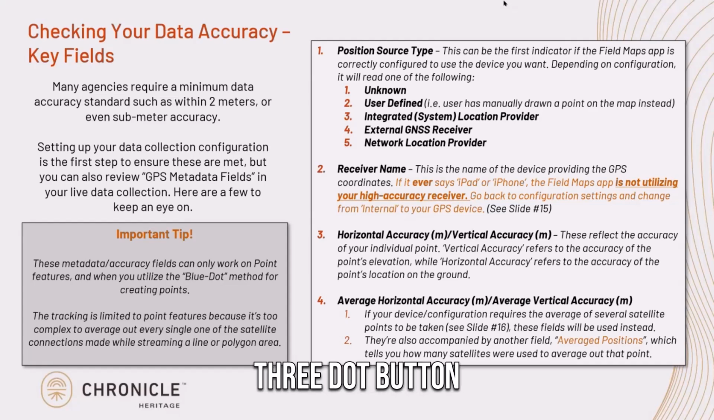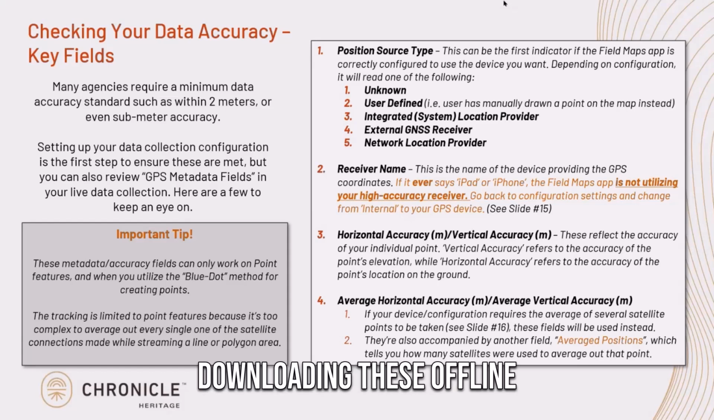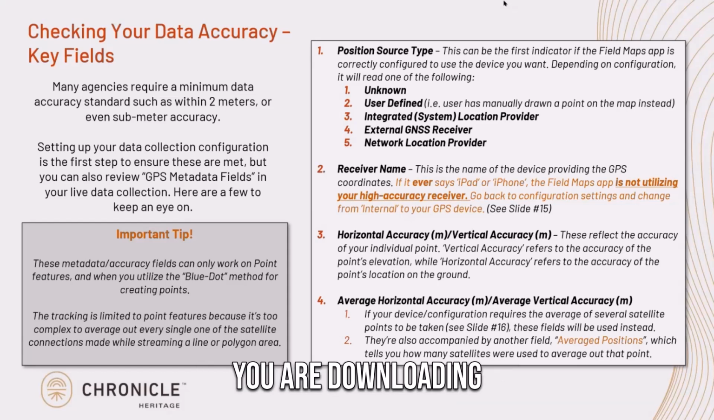The next field you'll want to look at is the receiver name. This pairs with position source to give you the specific name of the device providing the GPS coordinates. So if yours says integrated location provider and the receiver name says iPad or iPhone, that means the app is not utilizing your Bluetooth receiver. You need to go back to settings and change from internal to your GPS device. So the receiver name is really your ticket to identify whether it is actually using the device you want it to use. This is the one that people should be checking the most, just to make sure.